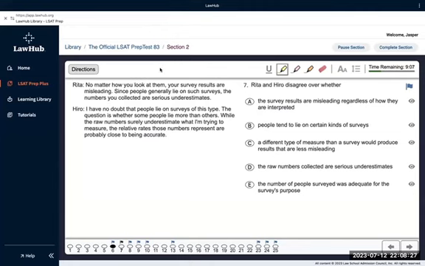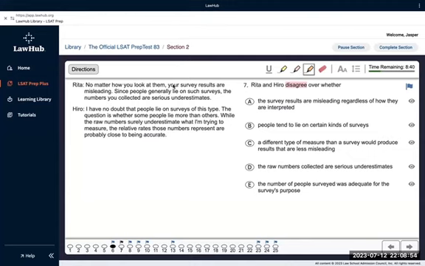All right, so question 7. Rita and Hiro disagree over, right? So they're a point at issue or a point of disagreement. Rita, no matter how you look at them, your survey results are misleading. Since people generally lie on such surveys, the numbers you collected are serious underestimates.